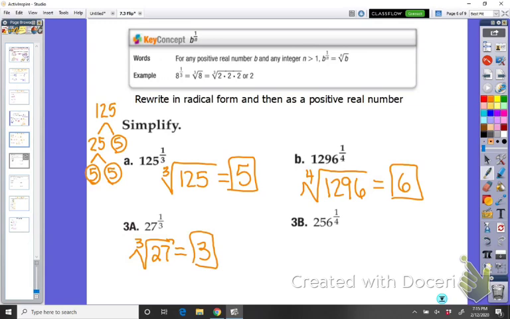You could also use some guess and check strategies on your calculator if the number is really high. This is the 4th root of 256. So a number times itself 4 times is 256. And that's going to be 4.